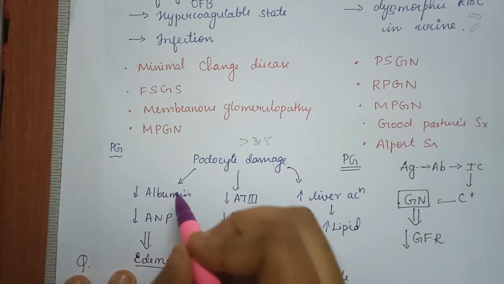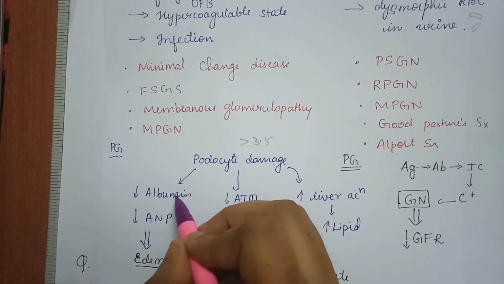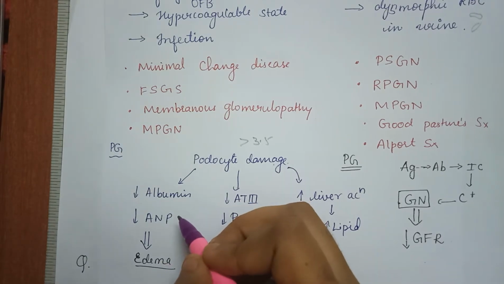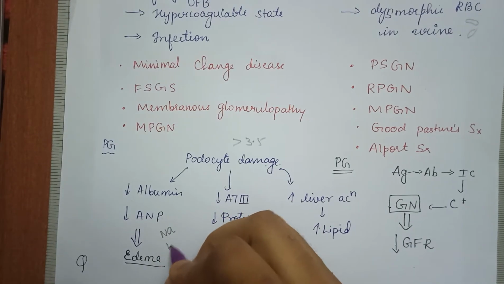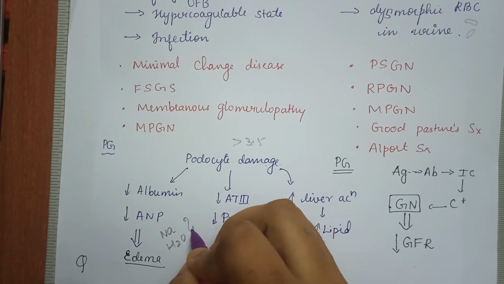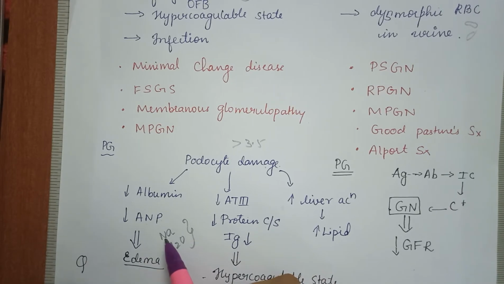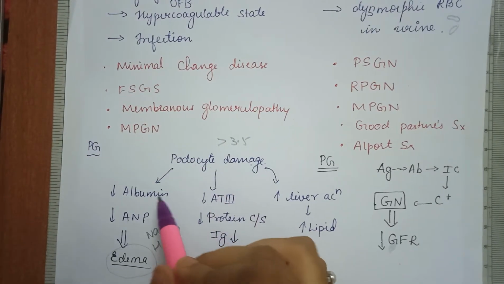Albumin is used to maintain oncotic pressure. Because of decreased albumin there is decreased oncotic pressure, therefore there is edema by increased hydrostatic pressure. Similarly, ANP is the protein responsible for excretion of sodium and water. Since because of podocyte damage there is decrease in ANP, there is accumulation of sodium and water. Therefore it is very important to remember that here edema is mainly caused by accumulation of sodium and water. Clear?